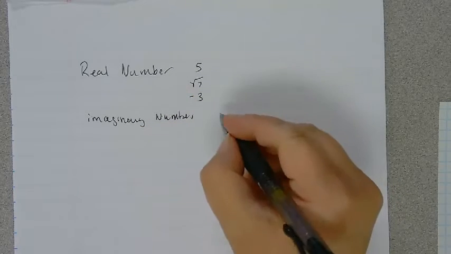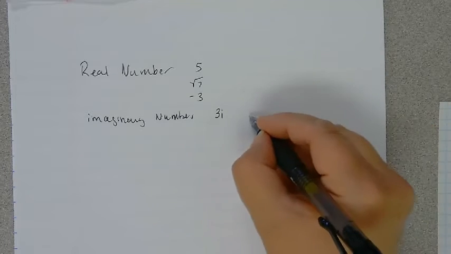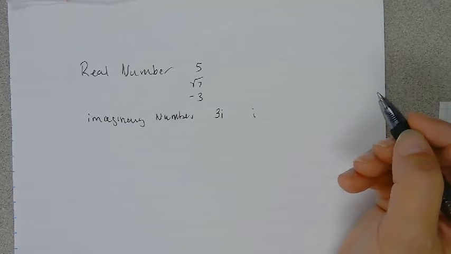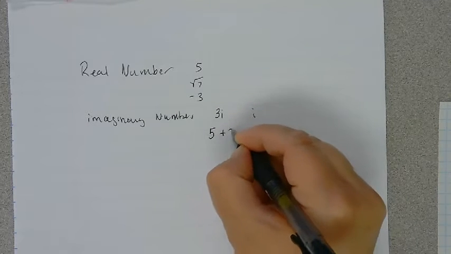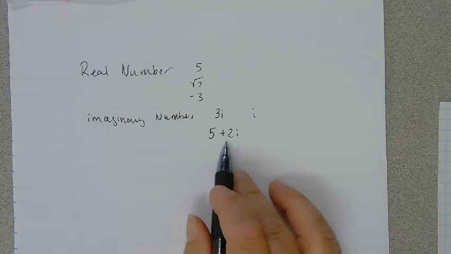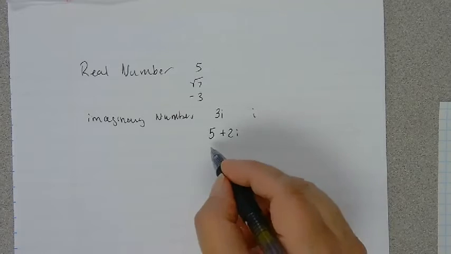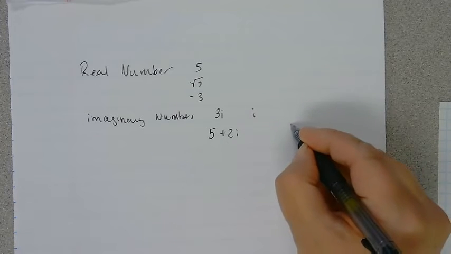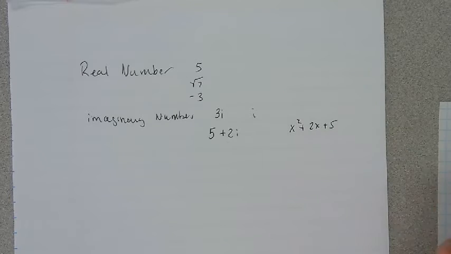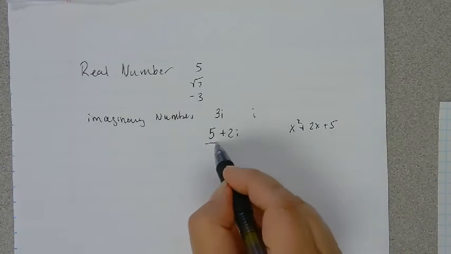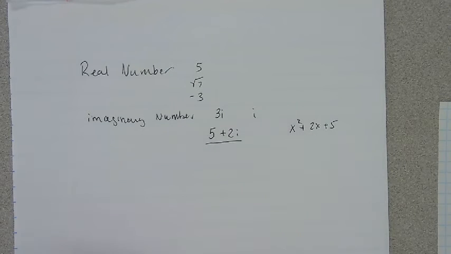An imaginary number would be like this, 3i. That would be a pure imaginary number. i would be a pure imaginary number. But if I put a real number and an imaginary number together, it's not a pure imaginary number anymore. It's just imaginary. And just like when we talk about quadratics, we write it in a certain order. We do the same thing for imaginary numbers. We write it in this order. The real number comes first and then the imaginary.